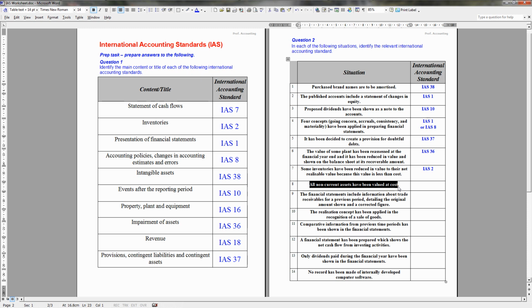The financial statements include information about receivables. Remind me, you said what that is, debtors or creditors, for a previous period, detailing the original amount shown and a corrected figure. It's an interesting element, this. This is a reproduction of information, and it's showing the original amount and a corrected figure. So what does that imply about the original amount? Well, that it was wrong, that there was an error.